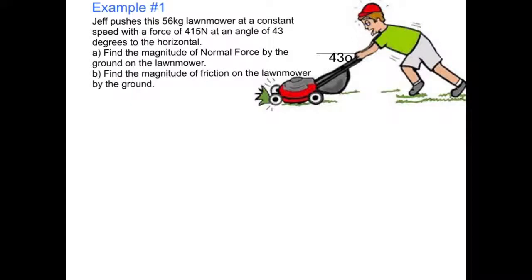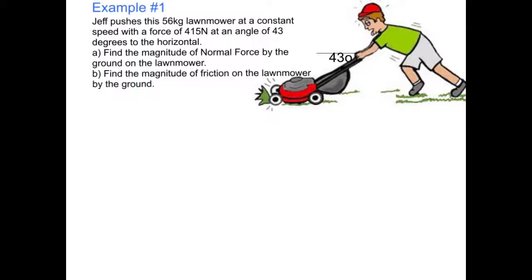Now I'm going to read you this example 1, and I want you to pause the video after and try to solve the problem. So example 1: Jeff here pushes this 56 kilogram lawnmower at a constant speed with a force of 415 newtons at an angle of 43 degrees to the horizontal. So A is asking you to find the magnitude of the normal force by the ground on the lawnmower, and B, find the magnitude of friction on the lawnmower by the ground.